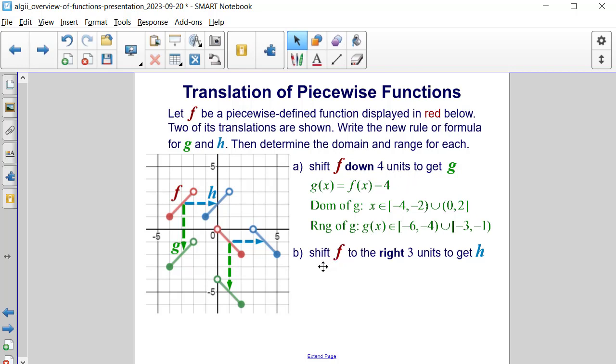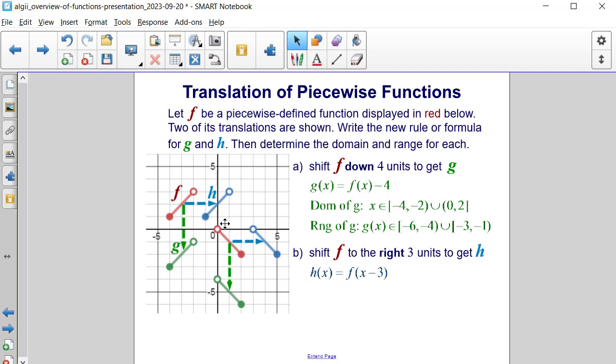Now let's look at h. We're going to shift f to the right 3 units to get our function h. Notice we can see 1, 2, 3. So therefore, our h of x function is going to be f of, and then in parentheses, x minus 3.